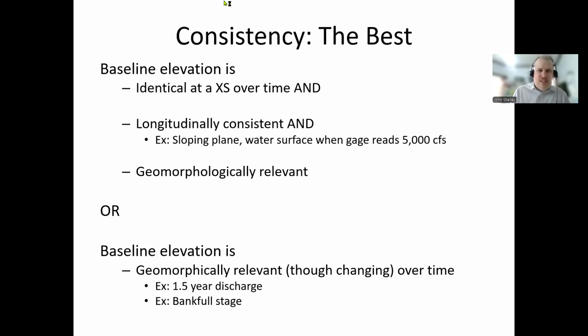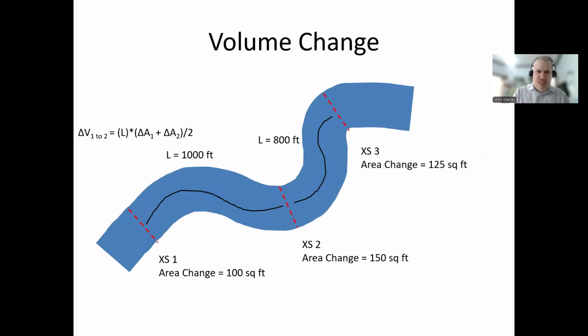All right. Consistency: the best is to have identical cross sections over time, and they're longitudinally consistent in how much of the channel you're using, the sloping plane, a water surface when the gauge reads a certain amount, and also be geomorphically relevant. So it could be the bank full, like we've talked about. Or the baseline could be geomorphically relevant but changing over time. So if the bank full elevation is actually changing over time, or the 1.5-year discharge, that would also work. But that would be two examples of being consistent.